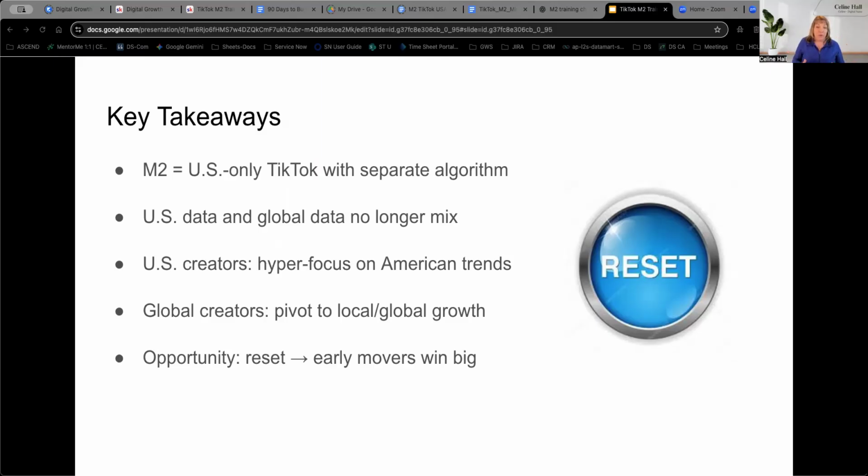Most importantly, this is a reset. For both sides, this is a reset. Whenever an algorithm resets, the playing field is going to level out. That means those who move fast and adapt early will see the biggest gains. So don't think of this as a barrier for you. Think of this as an opportunity to get ahead of the rest of the pack. All right.